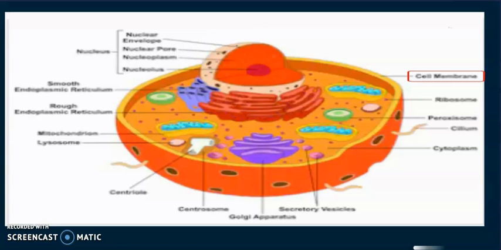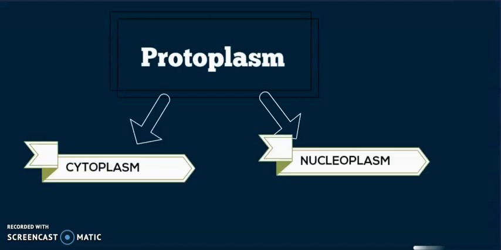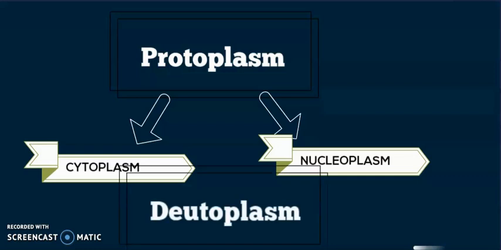The living region of the cell is called the protoplasm. The protoplasm is composed of the cytoplasm and the nucleoplasm. The cytoplasm is the component of the cell other than the nucleus. The nucleoplasm is the component present inside the nucleus. The deutoplasm is the non-living component of the cell, which includes the lipids, globules, yolk granules, pigments, etc.